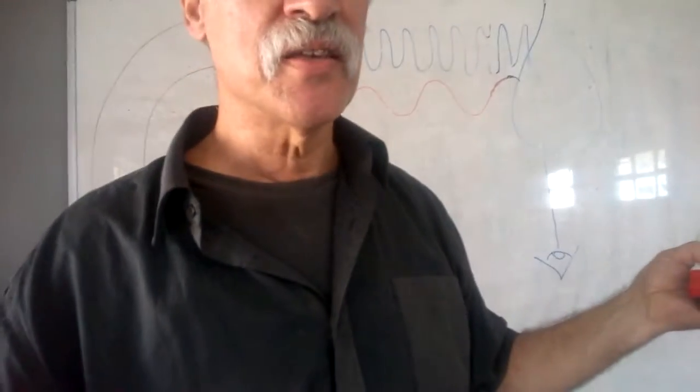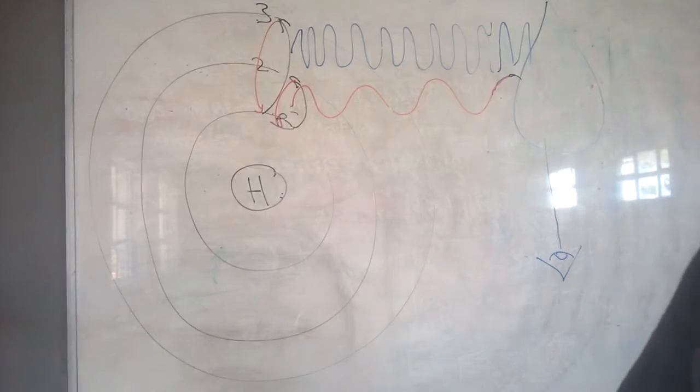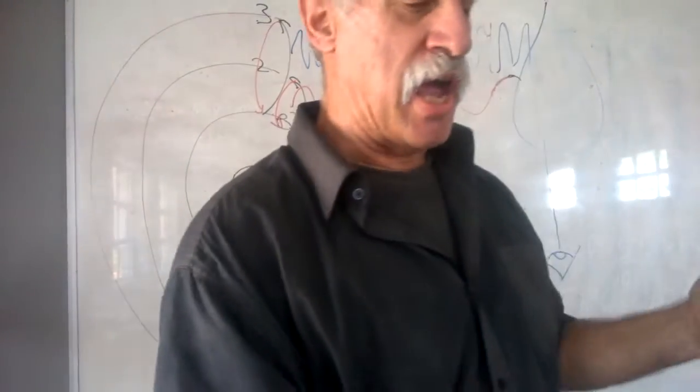Make sense? Okay. So now you can explain around the dinner table why the sky is blue and clouds are white.